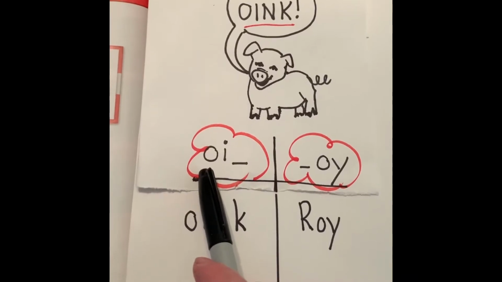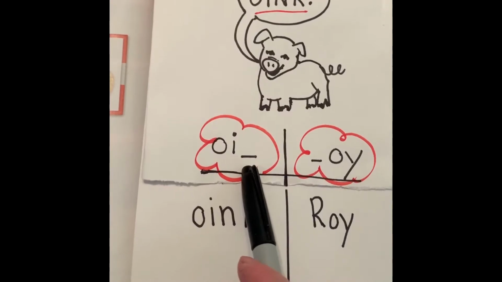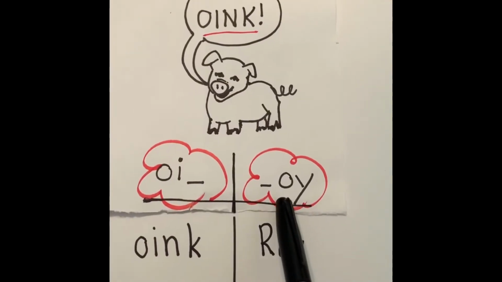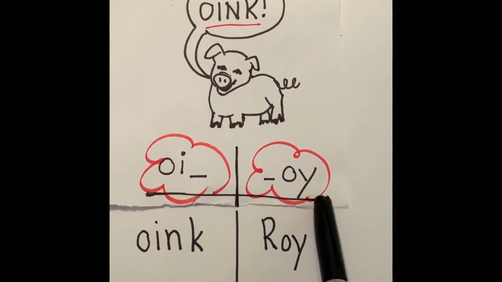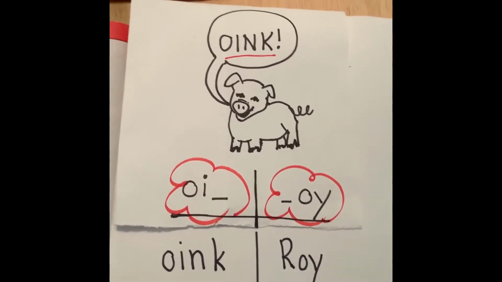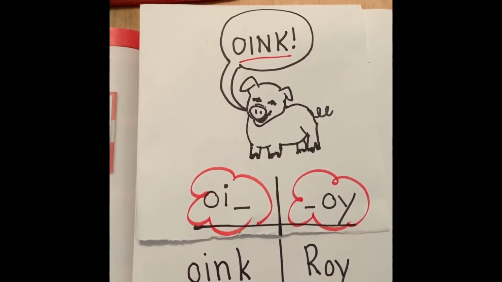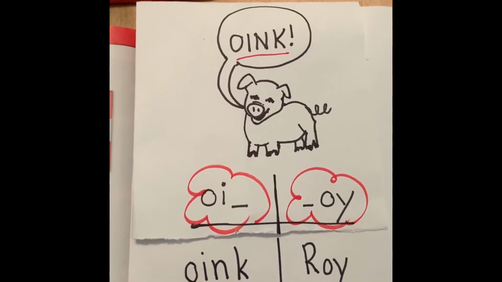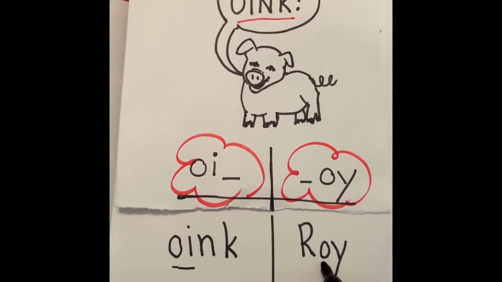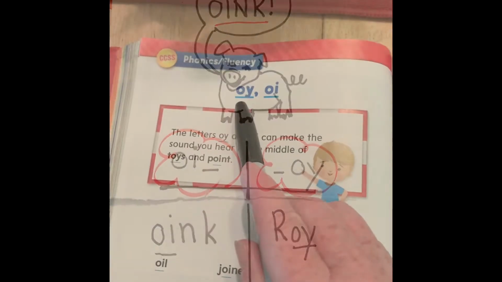Remember, oi can be spelled two different ways. It can be spelled O-I, followed by one or more consonants in a syllable or a word, or it can be spelled with O-Y at the end of a word or syllable. For example, we have oink, and there it is, O-I, followed by two consonants. This is a boy's name, Roy, and it has the O-Y right at the end of the syllable.